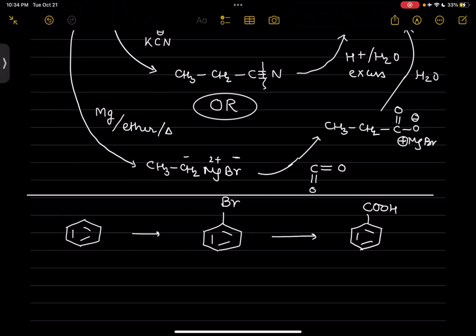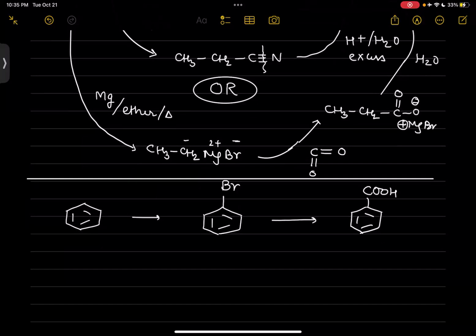How are you going to get bromobenzene first? This is the first hurdle. And the second one is to convert it to carboxylic acid. We can clearly make out that an extra carboxylic acid COOH is being added. Got it? Is it clear? Yes, sir.